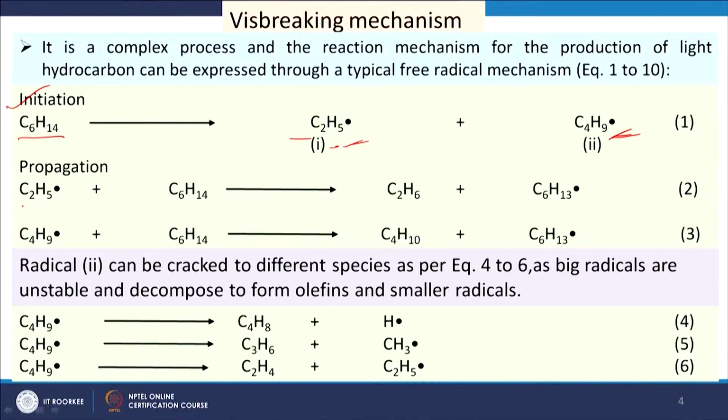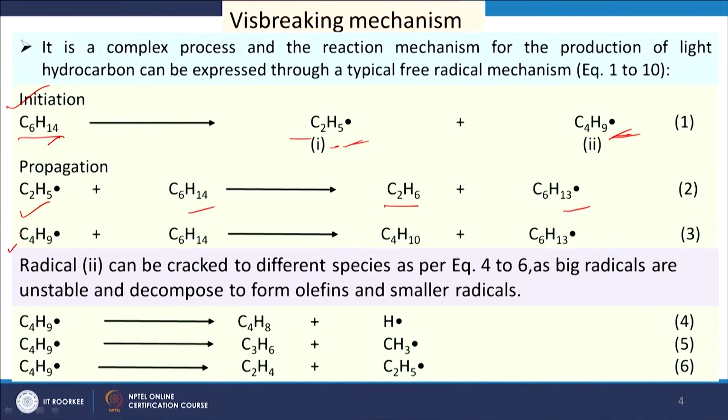So, C2H5 dot which we are getting here can again react with C6H14 and give us C2H6, a lower hydrocarbon, and again C6H13 dot, another bigger free radical. Similarly, the C4H9 free radical can again react with C6H14 and give us C4H10 plus C6H13 free radical. So, we are getting basically lower molecular weight hydrocarbons and the higher free radicals.